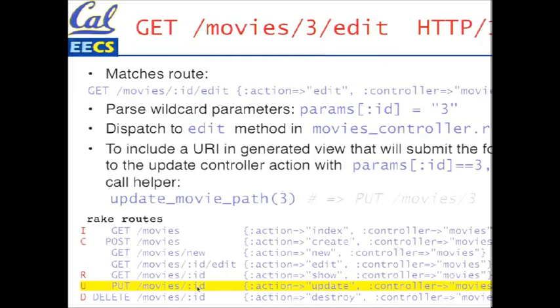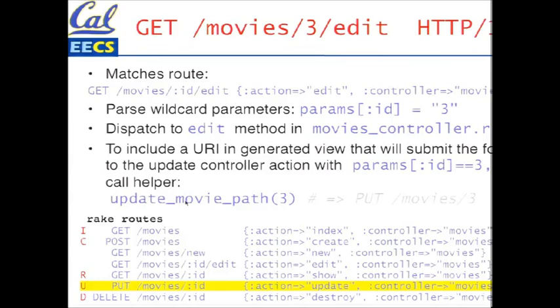If you decide for whatever reason that you want to change the way that the routes map URIs to controller actions, you can do that. And as long as you haven't hard-coded URIs, as long as you're using these helper methods, everything will still work. So this is a nice bit of DRYness. And you'll see this in the homework too.